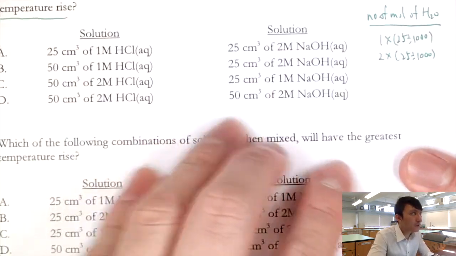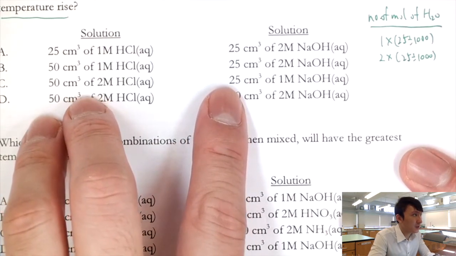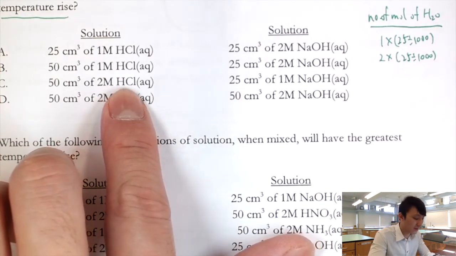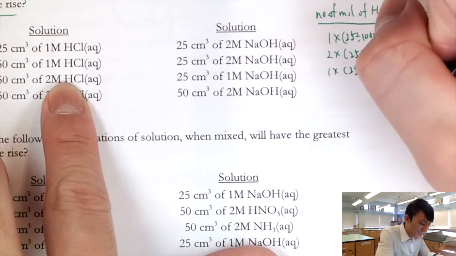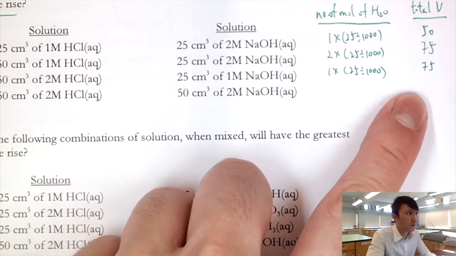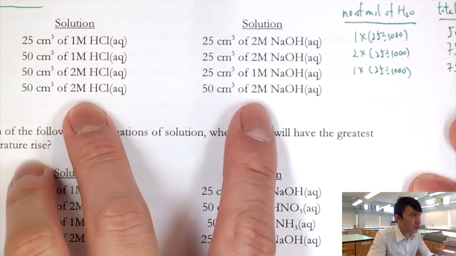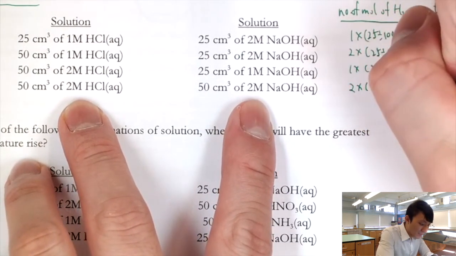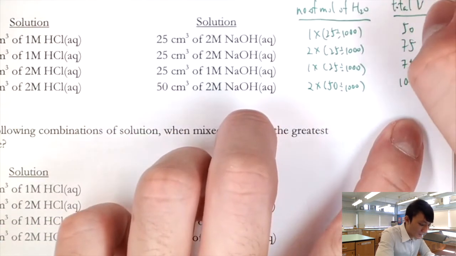Okay? For combination C, so here you can tell HCl is largely in excess. So actually you can neglect it, but let's just put it down again for better comparison. So the NaOH is limiting, so they are all reacted, and the total volume is 75. Okay? And the last one, 50, 50, 2M each. So you can put it down, 2 times 50 divided by 1000, and the total volume is 100.